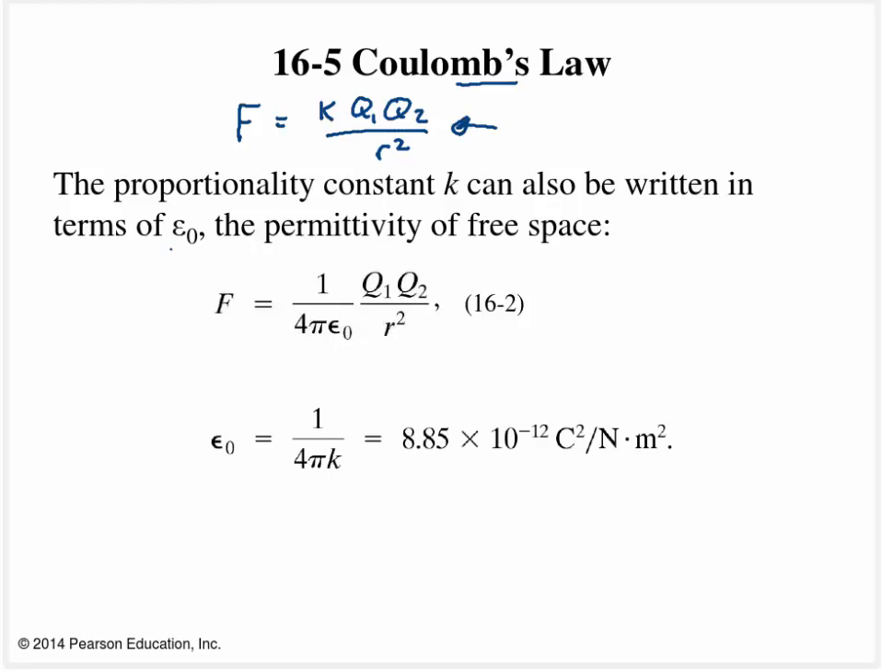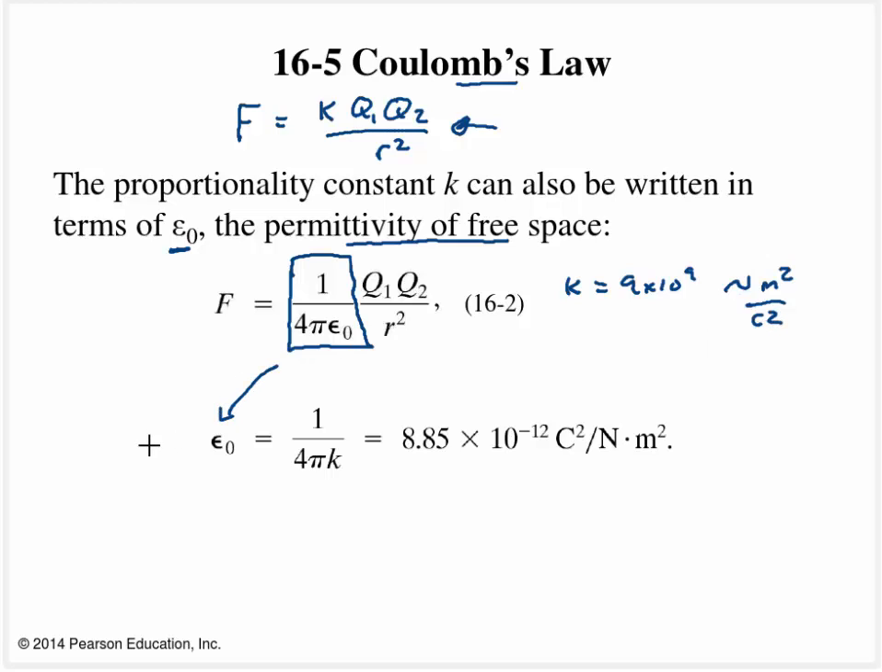Now you might also see Coulomb's law, which we've already said is k q q over r squared, written in terms of this epsilon naught, which is the permittivity of free space. Essentially this value right here is going to be equal to k, which again is about 9 times 10 to the 9th newton meters squared per Coulomb squared. This epsilon naught is going to pop up every once in a while. We're going to see it in Gauss's law, so make sure you're familiar with it. Essentially it's just 1 over 4 pi k.